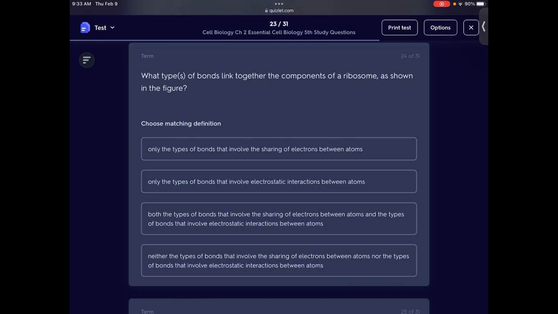What types of bonds link together the components of a ribosome? Alright, so let's see. We have van der Waals, we have hydrophobic, and we have ionic, so we need to see these. Both the types of bonds.